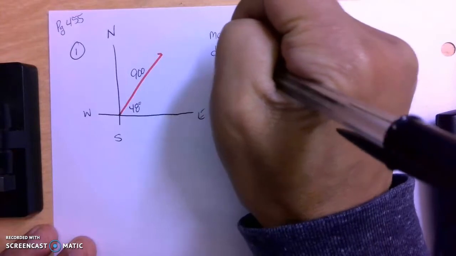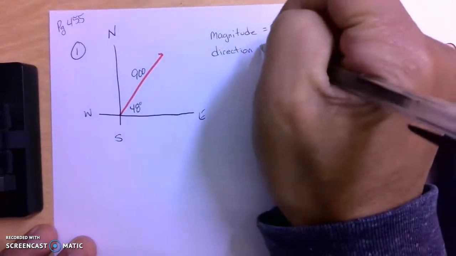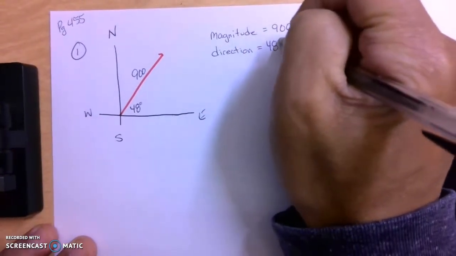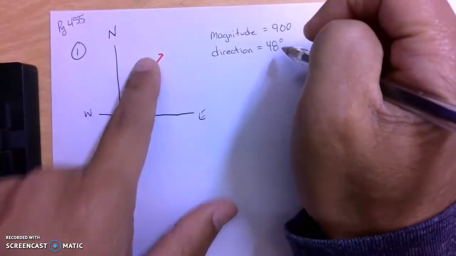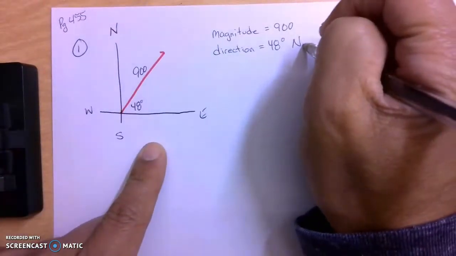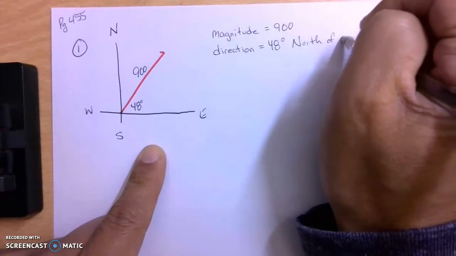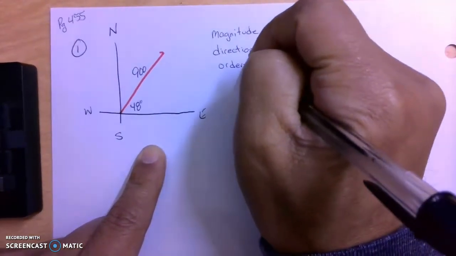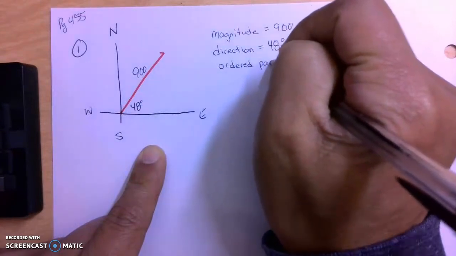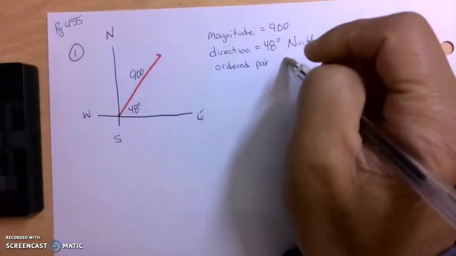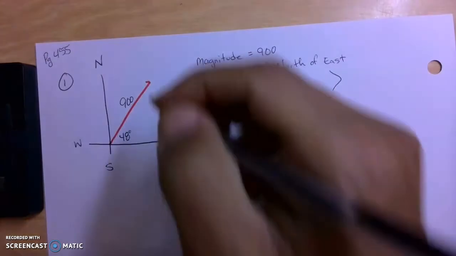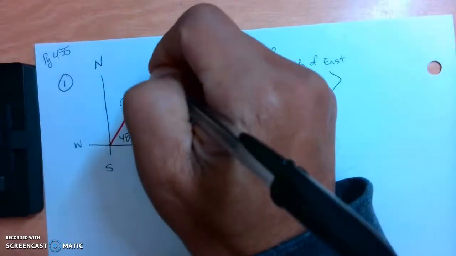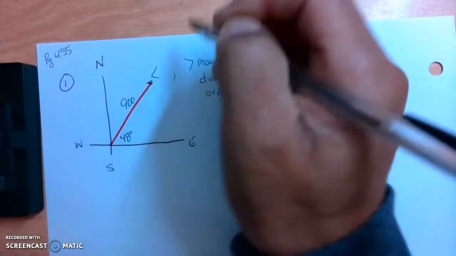There is the direction of the vector. This guy would be 48 degrees north of the east line. North of east. And now we want the ordered pair, and that is our goal right here. This is going to take a little bit of time, but the ordered pair is essentially right here. Where would this thing be if I actually had graph paper?